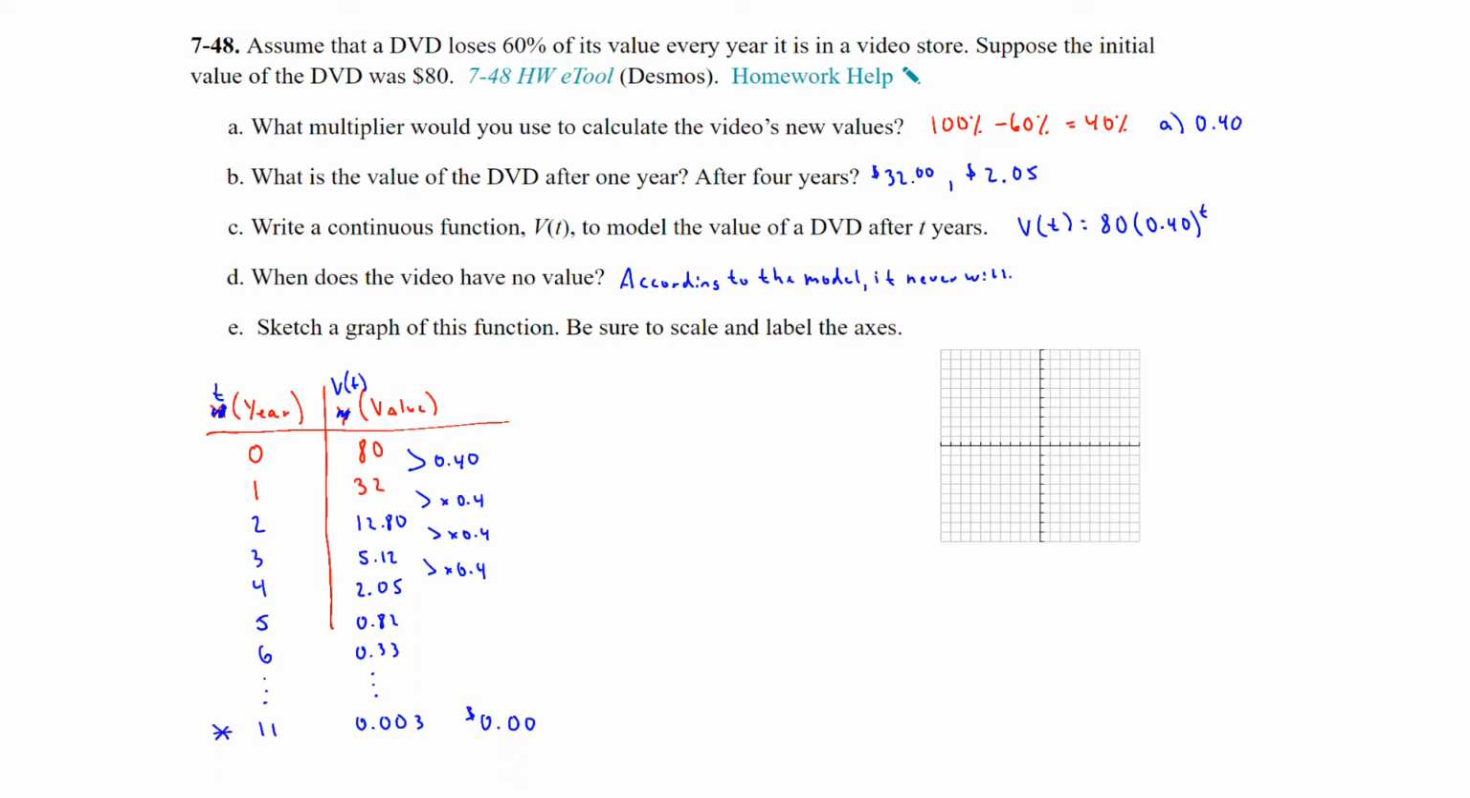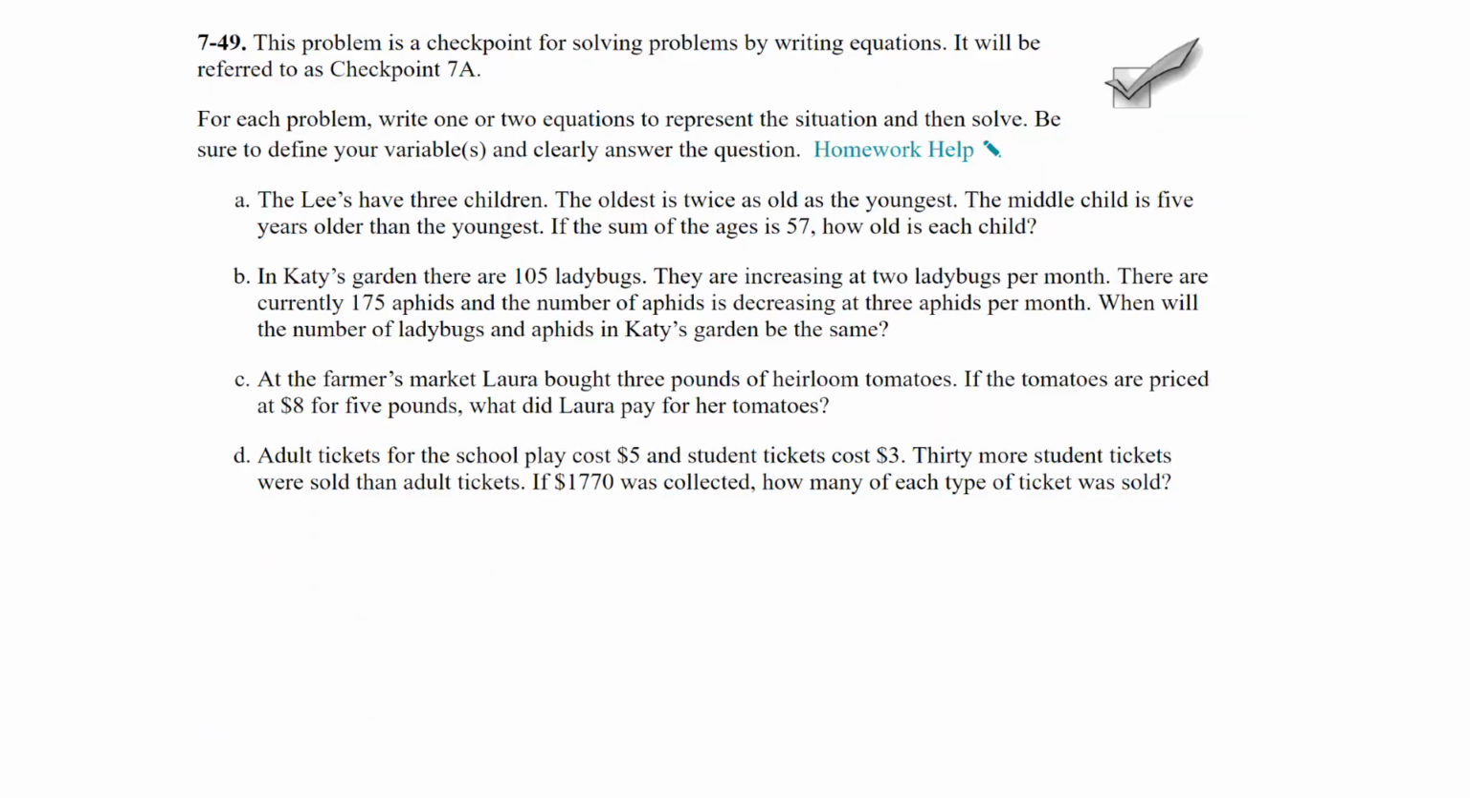Part E, sketch a graph for this function. Be sure to scale and label the axes. So I just went ahead and labeled the axes, put the scales on there, and you can see that we are decreasing. Our multiplier is less than 1, so the value is decreasing. Once again, it'll get close to that value of 0, but technically would never get there. And we have that horizontal asymptote right there at y equals 0 as well.